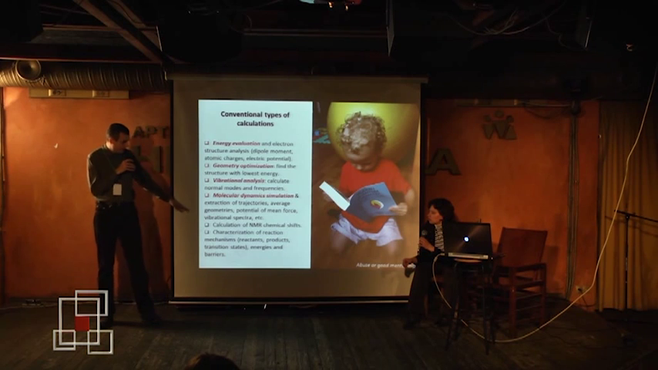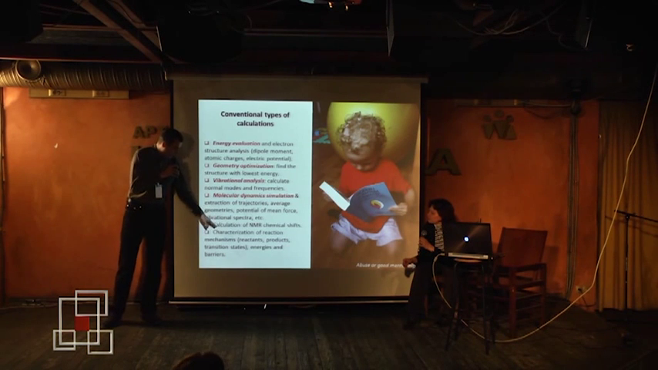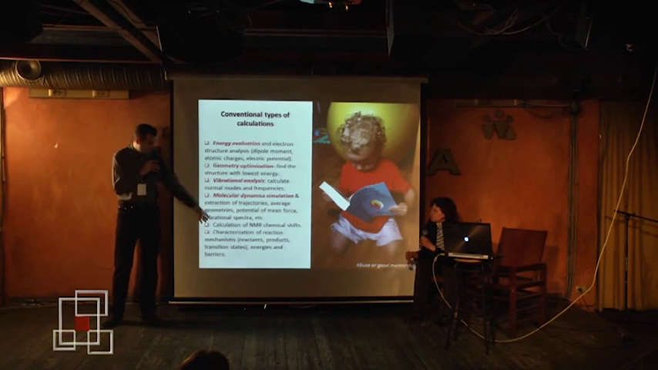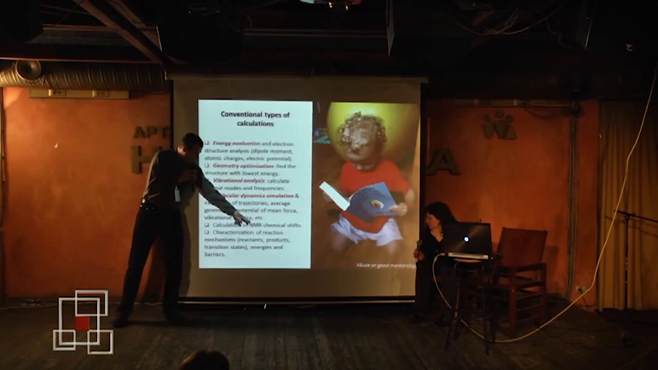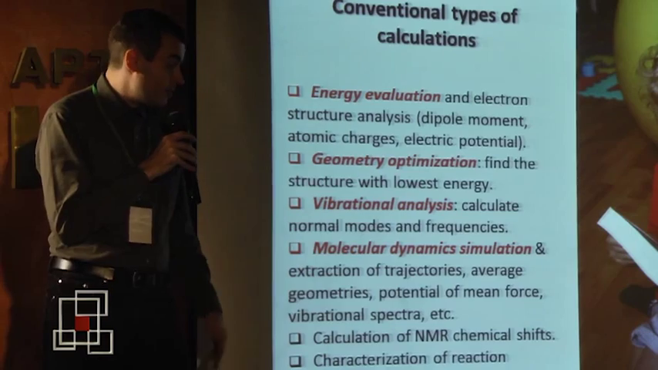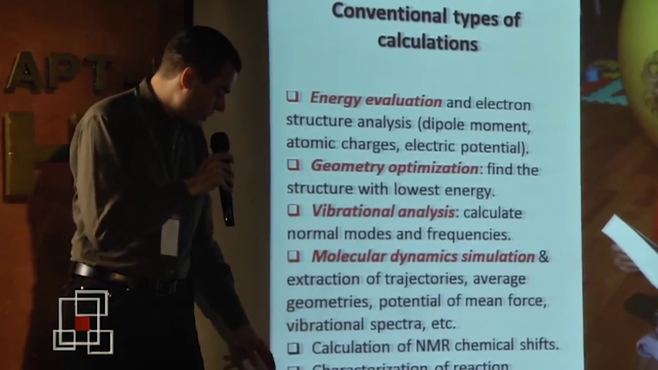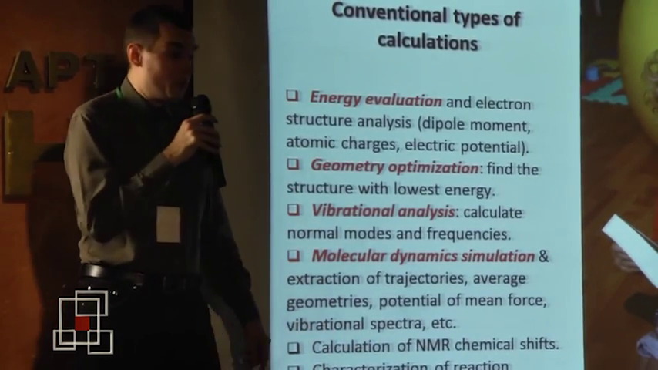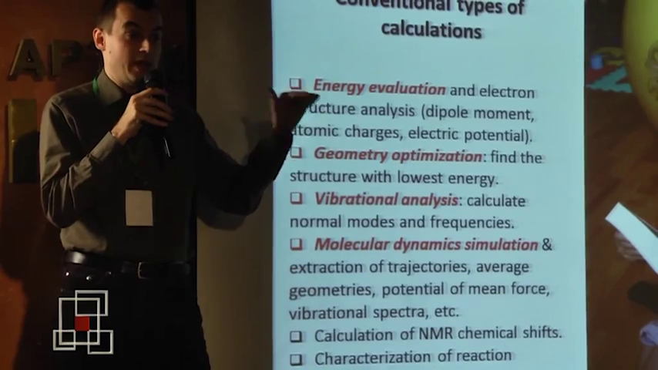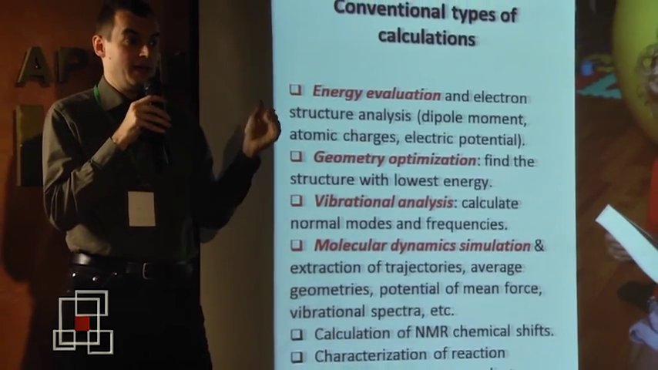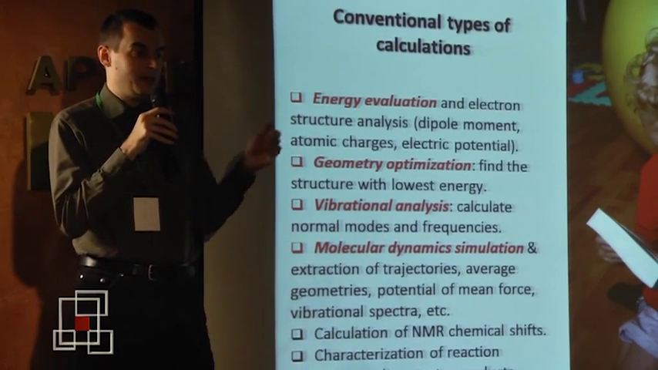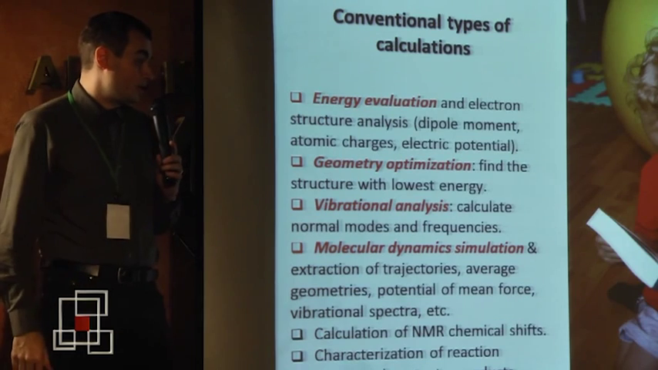Right, and we also can calculate, just for example, other specific or interesting properties such as nuclear magnetic resonance chemical shifts. This is an experiment very often done. And also characterization of chemical reactions like reactants, products, barriers, thermodynamics and kinetic parameters of the reaction.